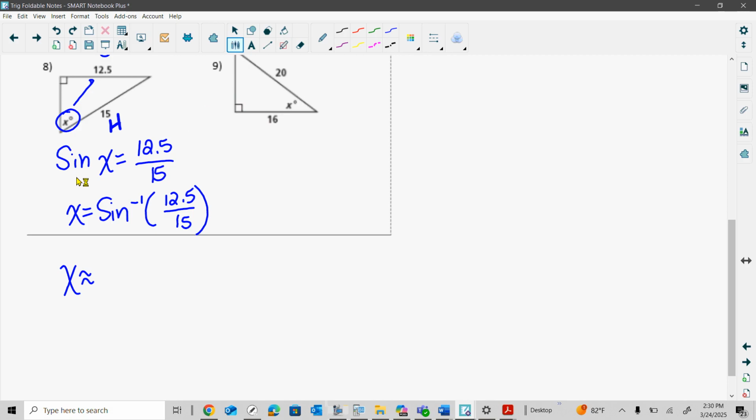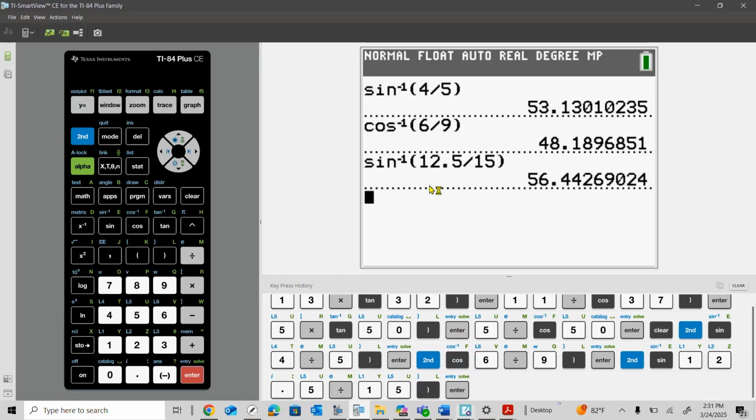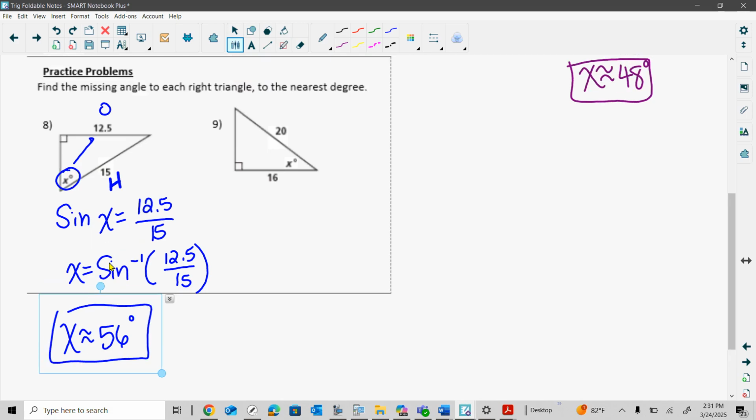Okay, hopefully you picked sine because we're dealing with the opposite side and the hypotenuse. That would be 12.5/15. Do your inverse. I think this approximately comes out, we'll do sine inverse, 56. We're not going to round that up. So this is approximately 56 degrees. Right. So let's see how you do on number 9, sorry.